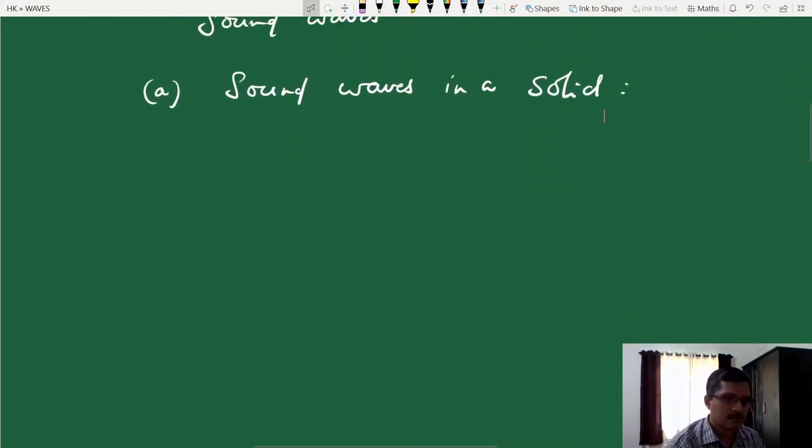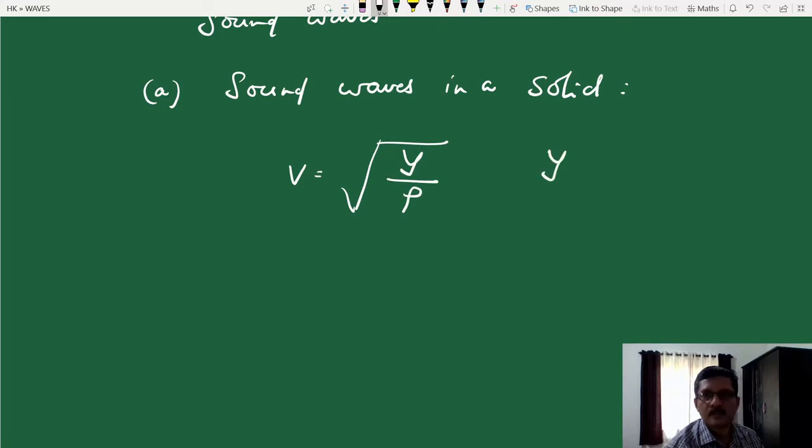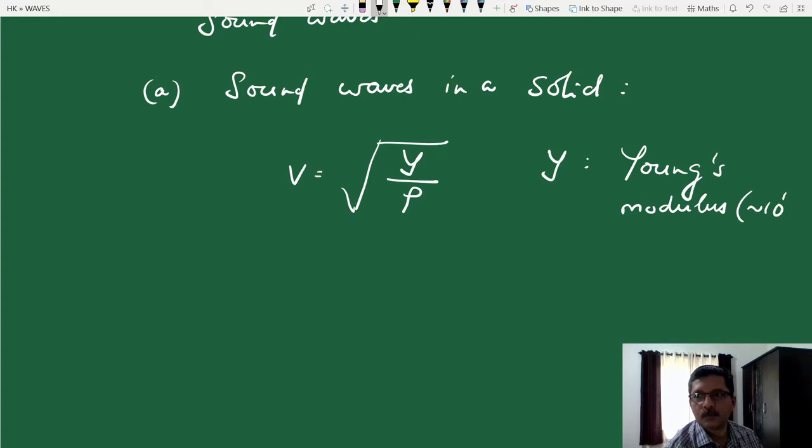Now for this, the wave speed can be expressed as square root of Y by rho, where Y is Young's modulus of the material of the solid. Typically Young's modulus is of the order of 10 raised to 10 Newton per meter square. And rho is the density of the material of the solid.